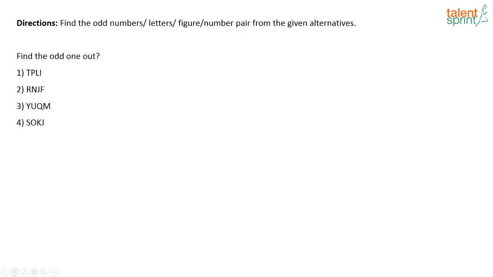T, P, L, I, R, N, J, F, Y, U, Q, M and S, O, J, K. Again, the very same logic is to be used. If you see R, N, J, F, that is going to be the odd one out. Why is that? Because all the other options have at least one vowel in them. See, there is at least one vowel except this option which does not have any vowel in it. So your correct answer for this one will be option 2, R, N, J, F.